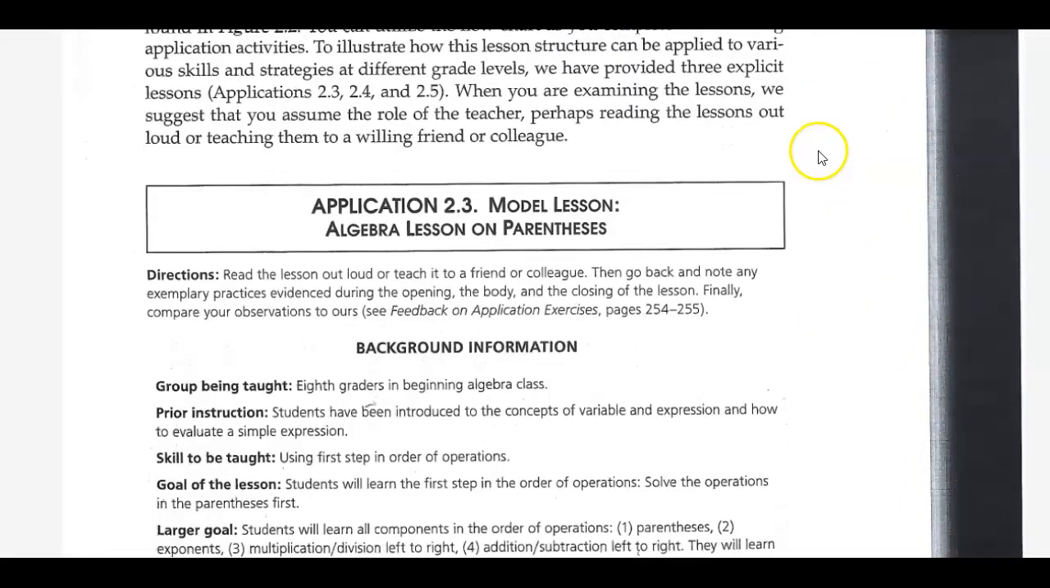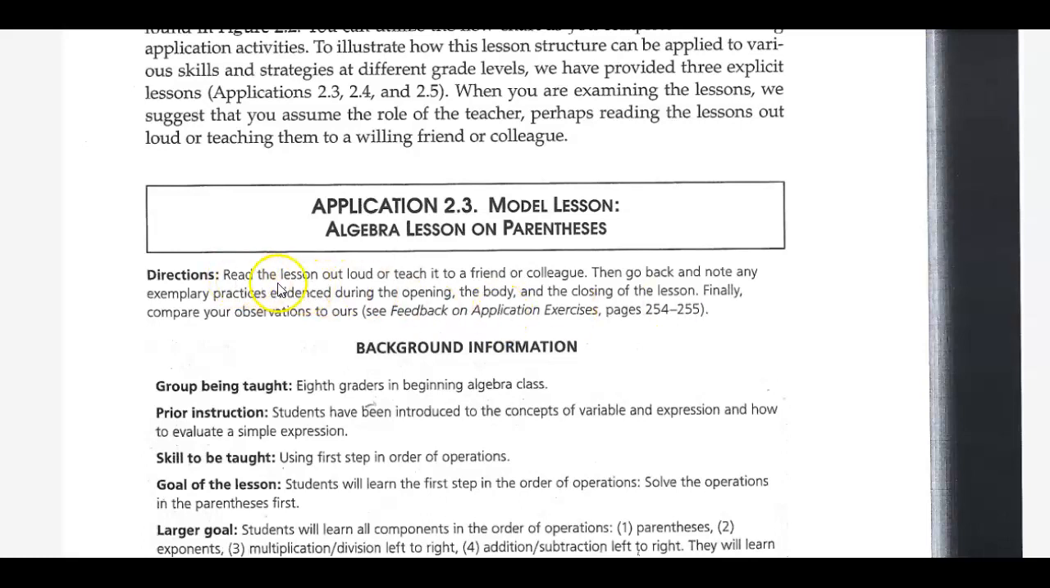Okay. I just have to laugh at my scanner. So this is what you're going to look at: Application 2.3, model lesson. It's an algebra lesson on parentheses, which is why I'm having you look at it, because it's the only one in the whole book. I think there might be one more that has to deal with math. So I want you to look at it. Again, just disregard this part that says finally compare your observations to ours. I will post their observations for you after I grade them.